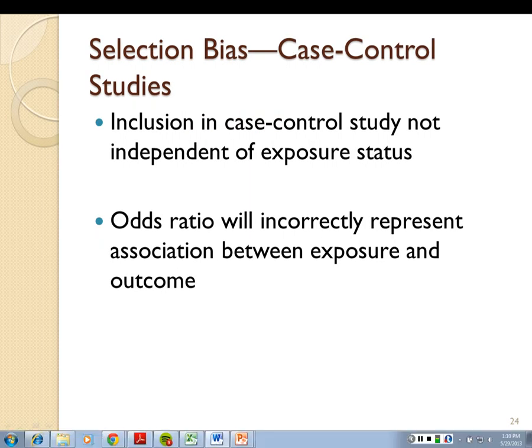Selection bias in a case-control study occurs when controls or cases are more or less likely to be included in the study if they have been exposed, so inclusion in the study is not independent of exposure status. When selection bias happens in a case-control study, the relationship between the exposure and disease observed among study participants is different from the relationship between exposure and disease in individuals who would have been eligible but were not included. The odds ratio from a study that suffers from selection bias will incorrectly represent the relationship between exposure and disease in the overall study population.